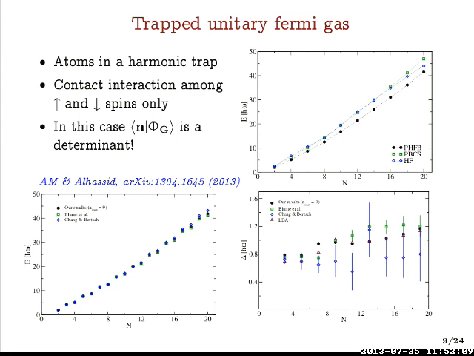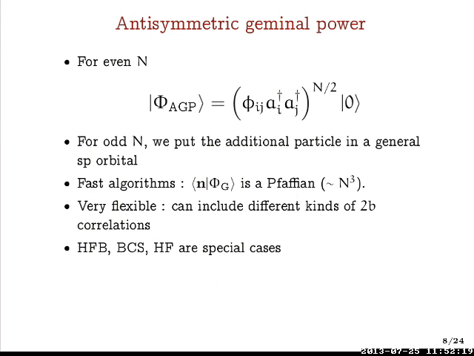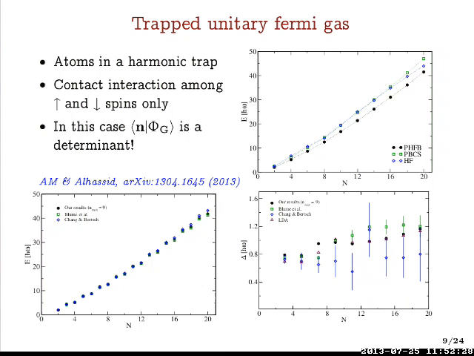Here, what we plot is the ground state energy, our estimate for the ground state energy, as a function of the number of particles. And as I said before, Hartree-Fock, BCS, PBCS and PHFB are special cases of AGP. This is the opposite of what you start out as. Not only is it non-local, but it's actually a delta function.